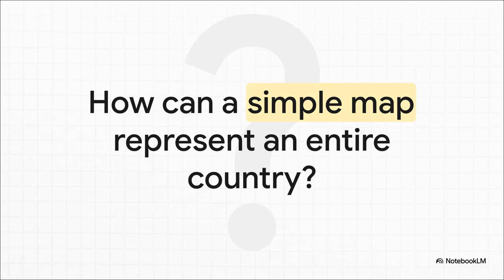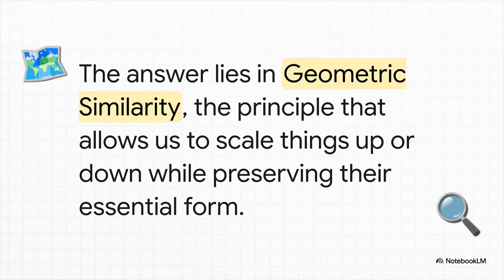So let me start by asking you something. How can a simple map on a piece of paper accurately represent an entire country? Or think about a tiny blueprint for a massive skyscraper. I mean, they're obviously not the same size, right? But they are the same shape. And that idea is literally everywhere. It's all powered by a single, beautiful mathematical concept that we're about to add to our toolkit. And the answer? It all comes down to geometric similarity.